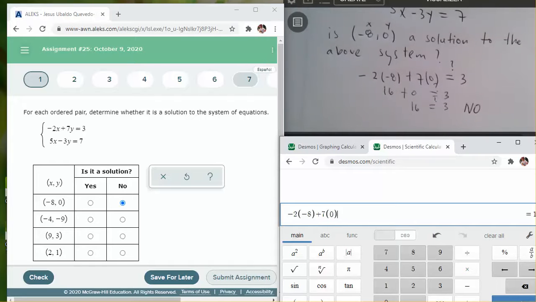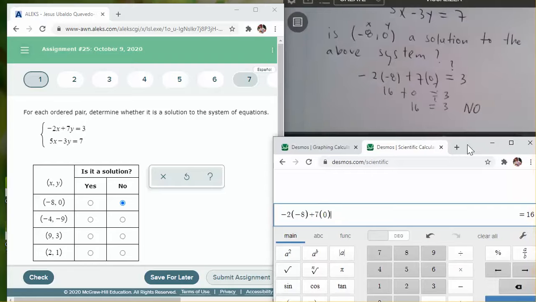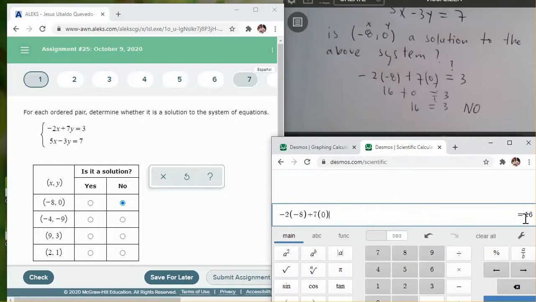And then I get an answer that we don't see on the PDF. You see the 16 right here? So it's asking me, is 16 equal to 3? No, so that we have to know. I didn't do the second equation, because to be a solution, this needs to be a yes and this needs to be a yes when I do the substitution. So now let's do the other one.